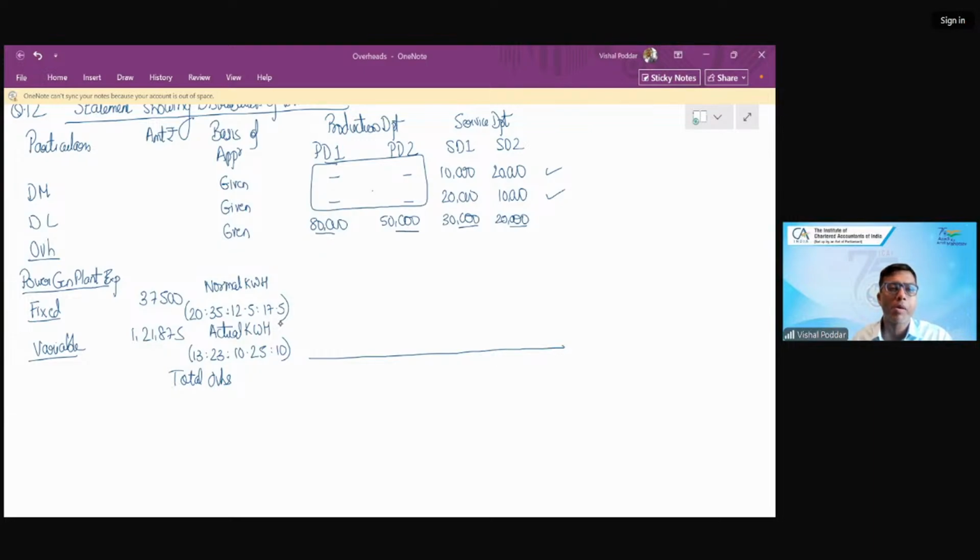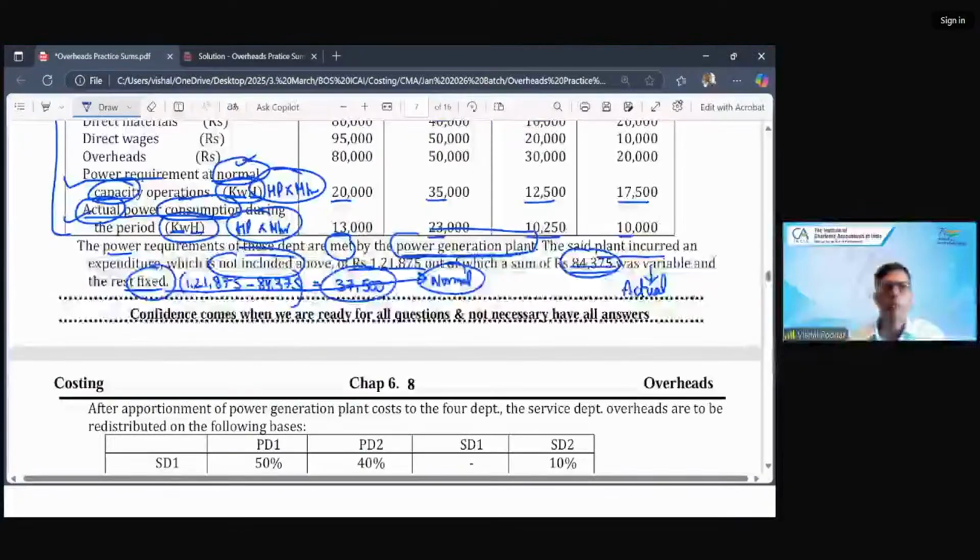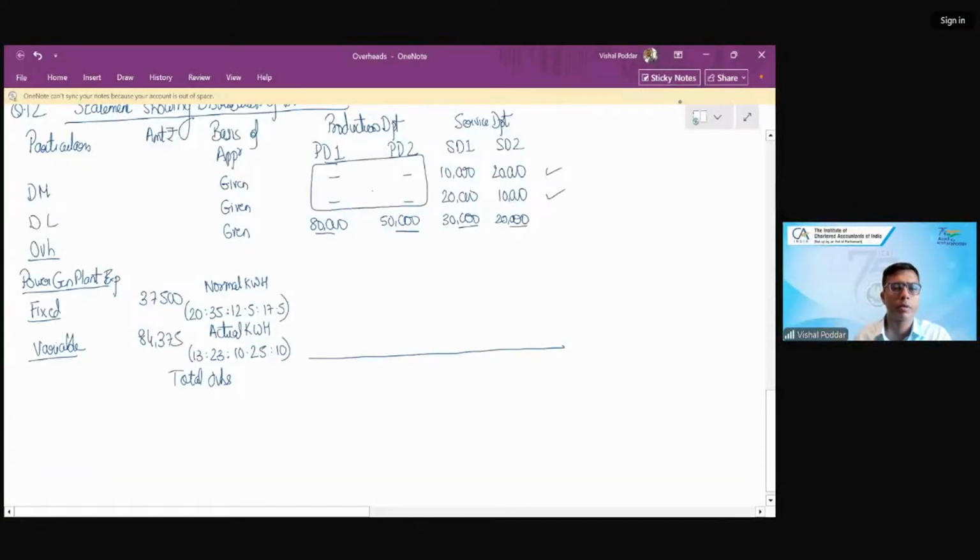Okay, you are correct, beta. Thank you. 121 is the total. Variable is 84375. Thank you, beta. Yes, Harsh, I've corrected. Yes, Kuldeep. No, beta Riddhi, that was my writing mistake. Yes, Krishna. Chalo, solve it now.